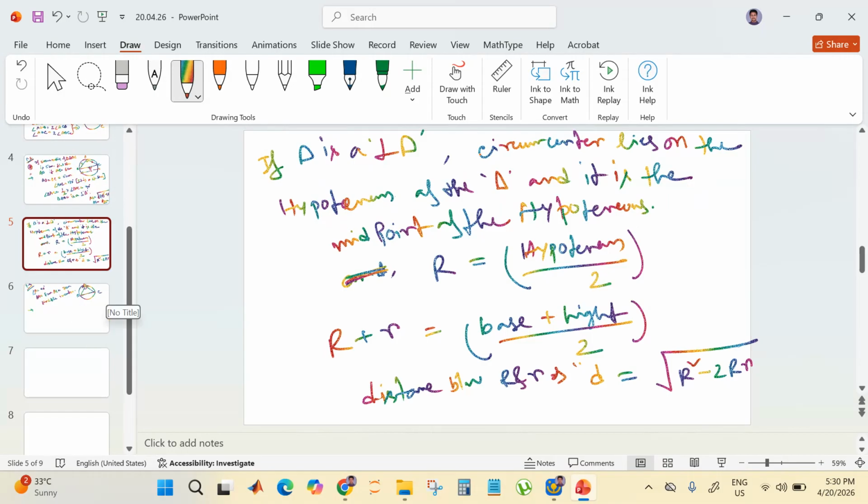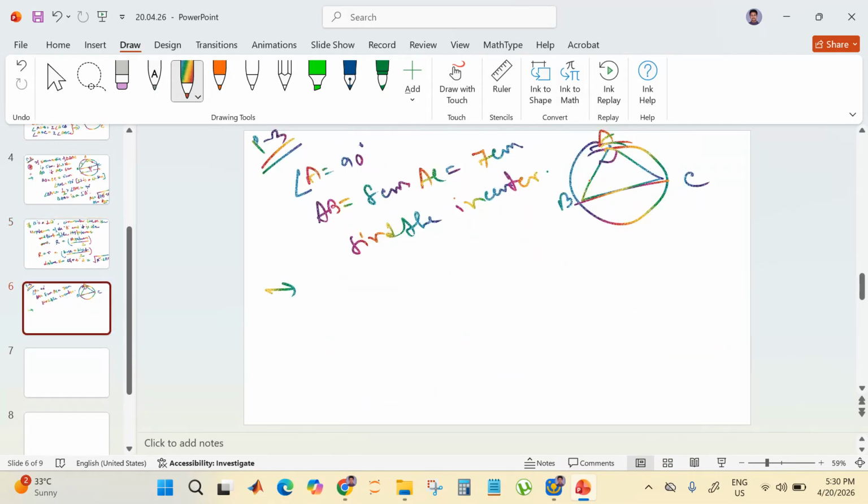How? Because we know if it is a right angle triangle, then the circumcenter lies on exactly the midpoint of the hypotenuse. Then you have to first find the hypotenuse. What is the hypotenuse? BC is the hypotenuse. That is root over of 64 plus 49, because we know it is 8 and, sorry, AC equals 6, not 7. It is 6. And if it is 6, then it is 36. So 64 plus 36, that will be 100. So root over of 100, that means 10 centimeter will be the diameter.